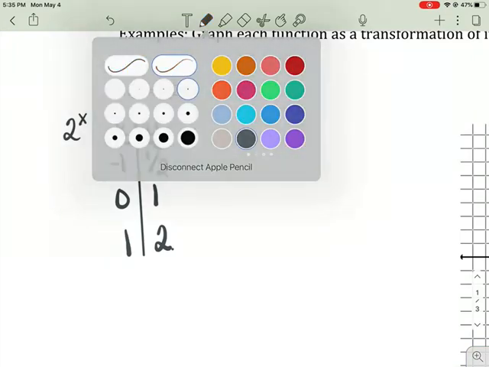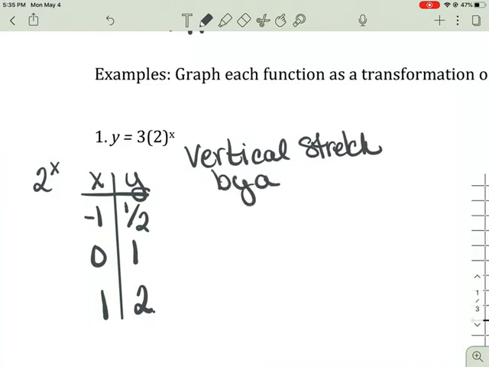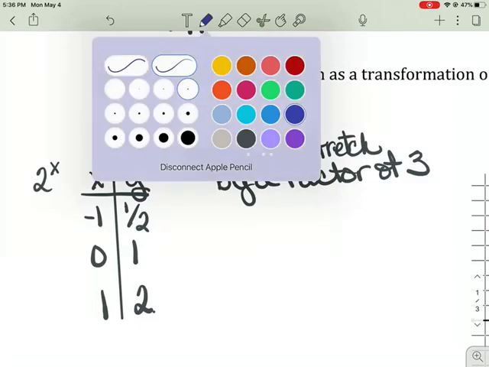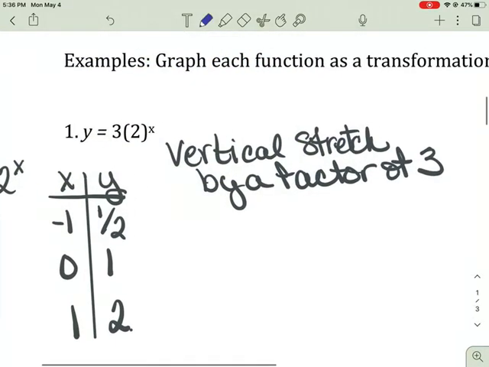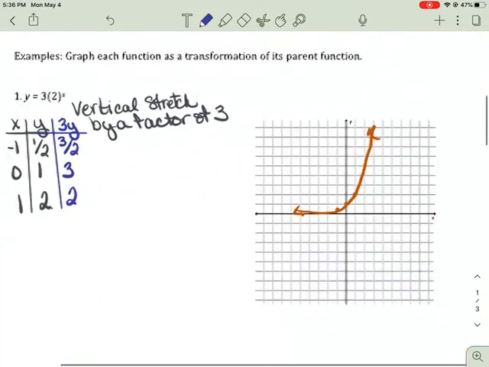All right, so now there's a 3 out in front. That's going to be our vertical stretch. So we can define that as our vertical stretch, factor of 3. That means I'm going to multiply all of my y values by 3. So I'm just going to add a column, trying to make my life a little easier here. So we're just going to go 3y. 3 times 1/2 is 3/2. 3 times 1 is 3. 3 times 2 is 6.